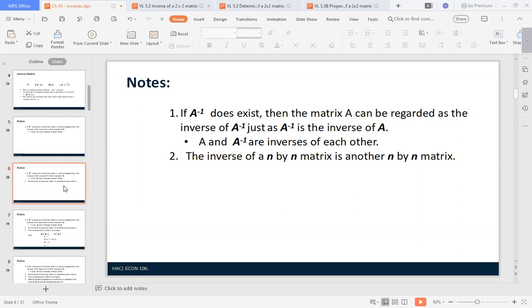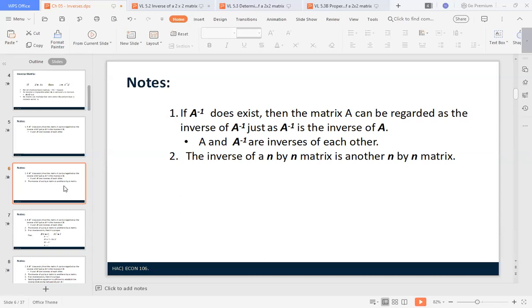Second, the inverse of an n by n matrix is another n by n matrix. So what does this tell us? If A is an n by n, then A inverse must also be an n by n. Otherwise, it cannot be conformable for both pre and post multiplication. The identity matrix produced by the multiplication will also be an n by n.